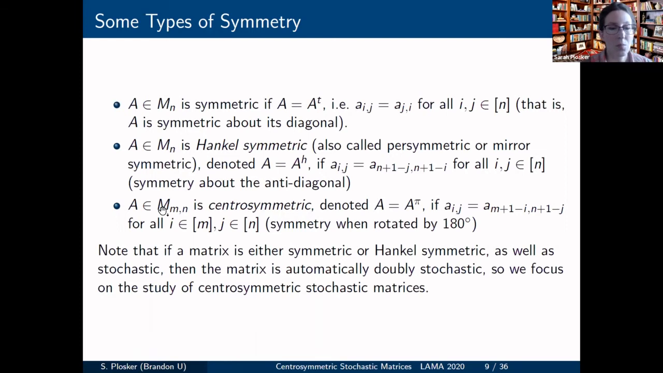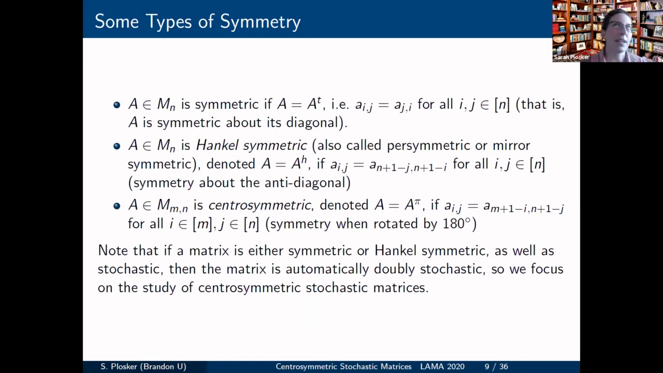For centrosymmetric, we can actually use a rectangular matrix. It doesn't necessarily need to be square. We denote a centrosymmetric matrix by saying A is equal to A^π, π being 180 degrees or π radians. In terms of the indices, A_ij is equal to A_{m+1-i, n+1-j}, so you've swapped these indices a bit. It is symmetry when rotated by 180 degrees.